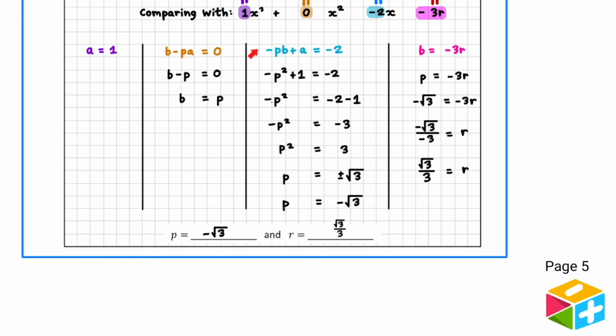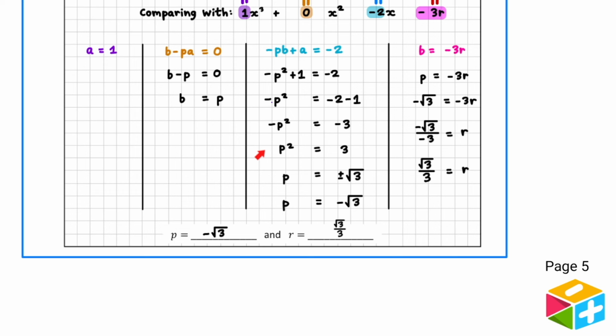Well, we found that b is equal to p, so the pb simplifies to p squared. We also know that a is equal to 1. From here, we can solve for p. We'll subtract 1 from both sides, perform the calculation on the right, and then change the sign of both sides. This gives us p squared is equal to 3.